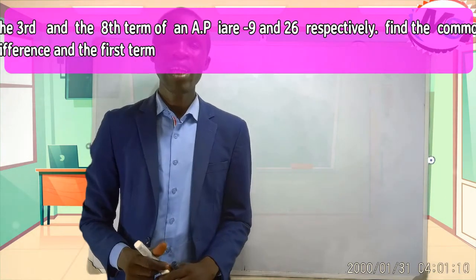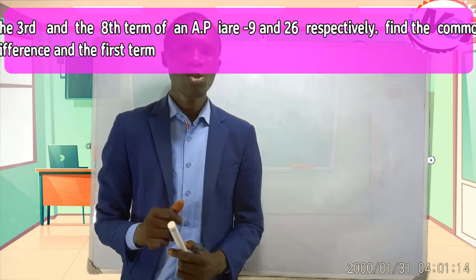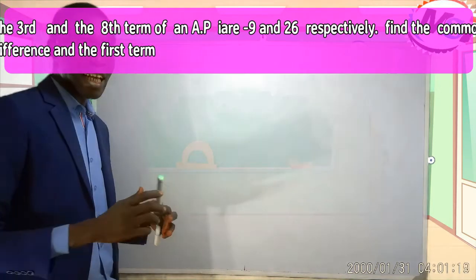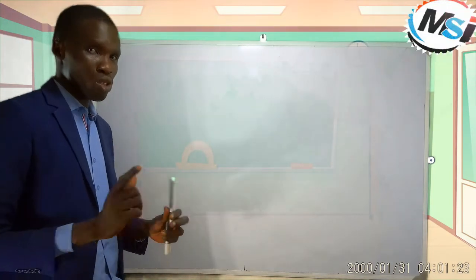So how can we solve this question? Now let's start from the first statement. The third and eighth term of an AP are -9 and 26 respectively.